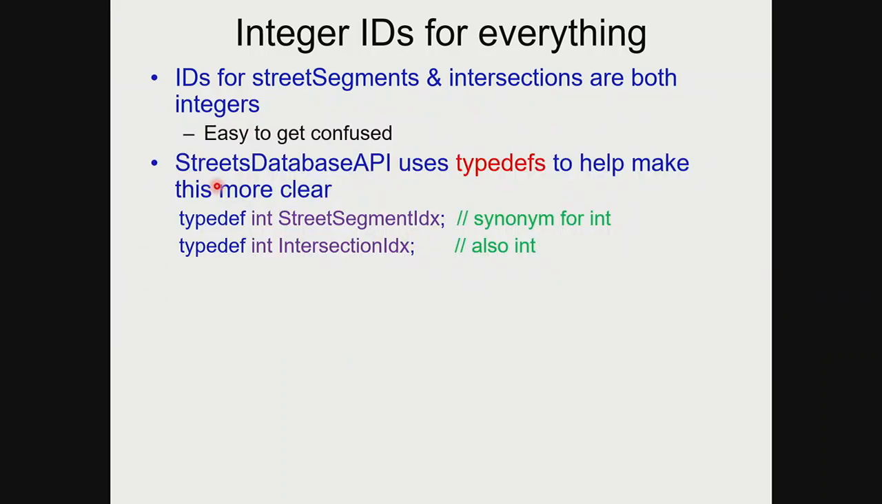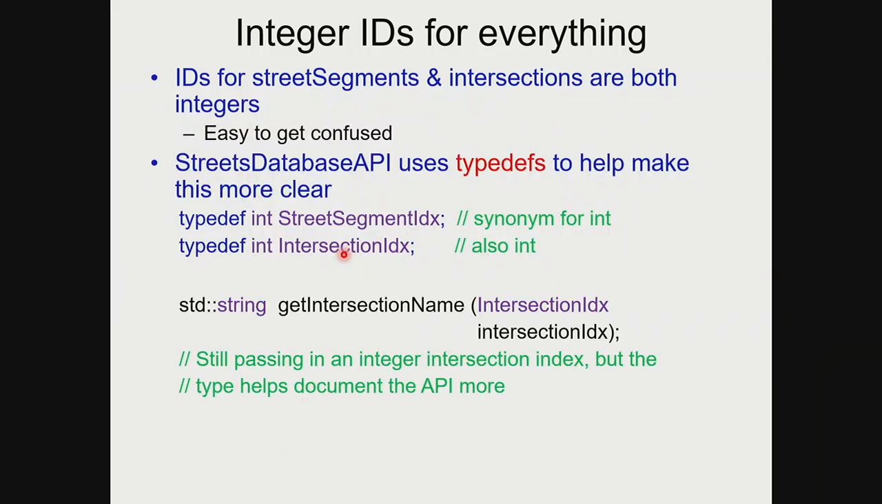Another type that we've defined is the IntersectionIdx. For example, this is one of the functions that you will deal with, and it's called getIntersectionName. What it expects is an integer, but this integer is associated with an ID for the intersection. So this way we make it less confusing to the reader and the writer, and it's less error prone.